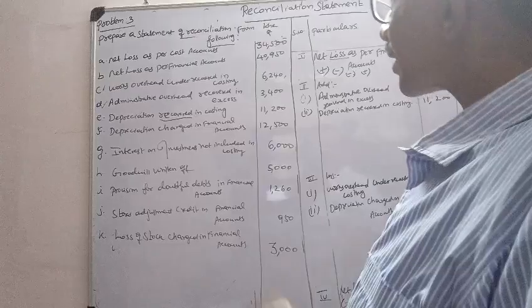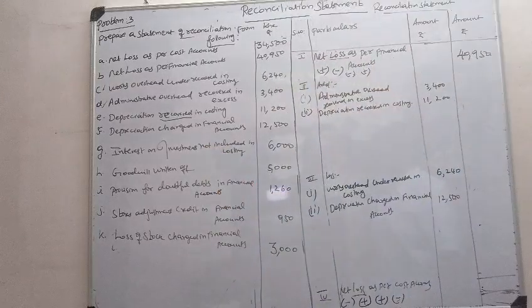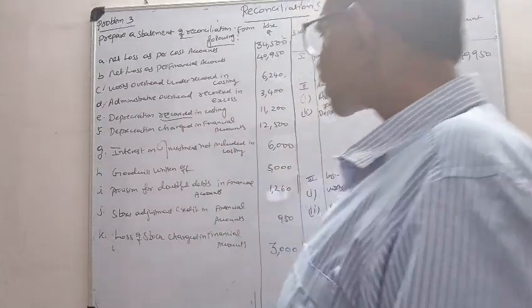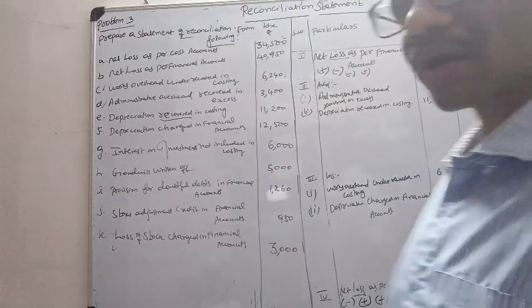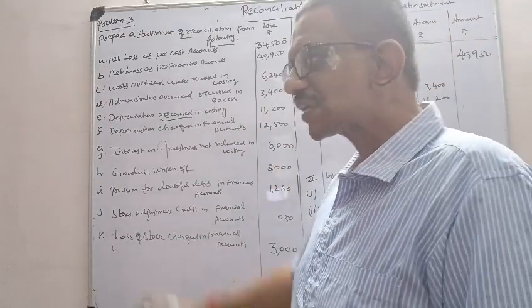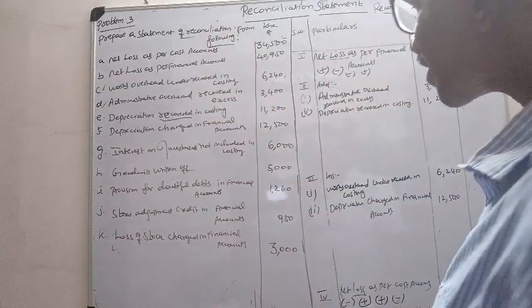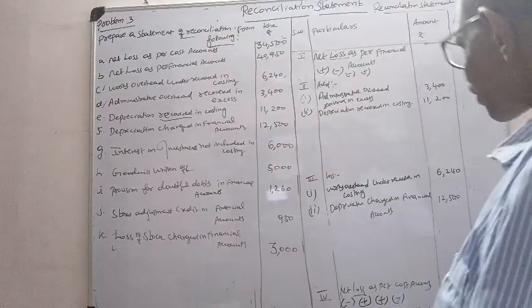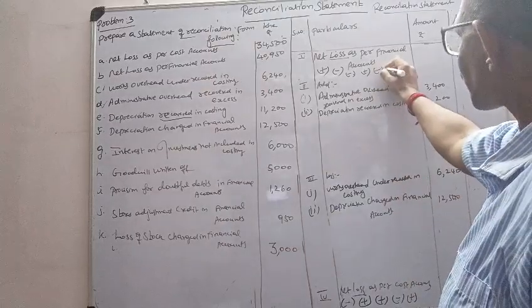Next, interest on investments not included in costing. Interest on investment means it's an expense or income. It's a sort of income. Income not included in costing also increases the loss level, since it is a understatement of income. So it increases the loss level in costing.